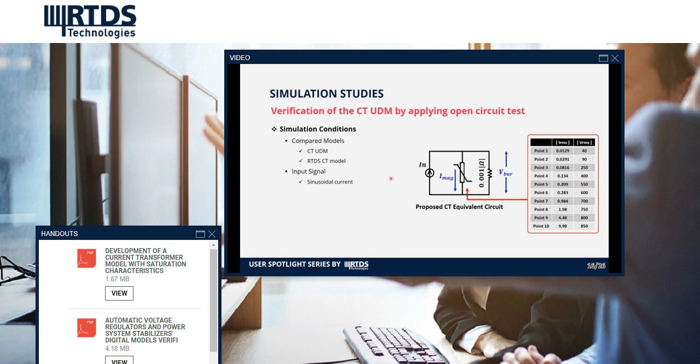However, because CT-UDM and the RTDS CT model operate based on a current source, we cannot apply a voltage source to these two models. If the burden is set to a value close to 0, the input current will almost flow to the burden as if it was a short circuit. This current generates a voltage almost identical to the sinusoidal wave with burden. When this generated voltage is applied to the magnetizing inductance branch, which is connected in parallel to the burden, the current flowing into this branch can be measured.